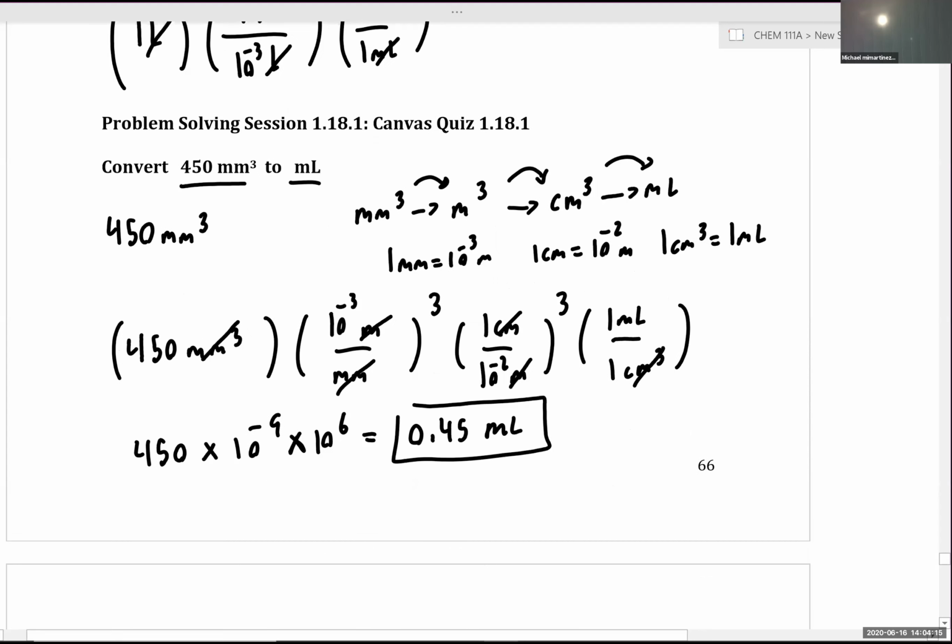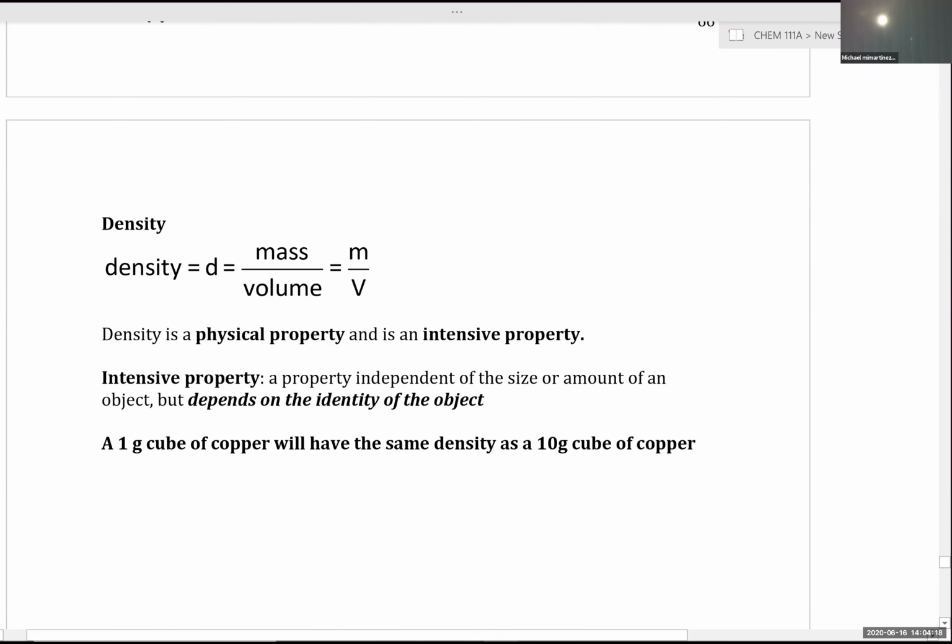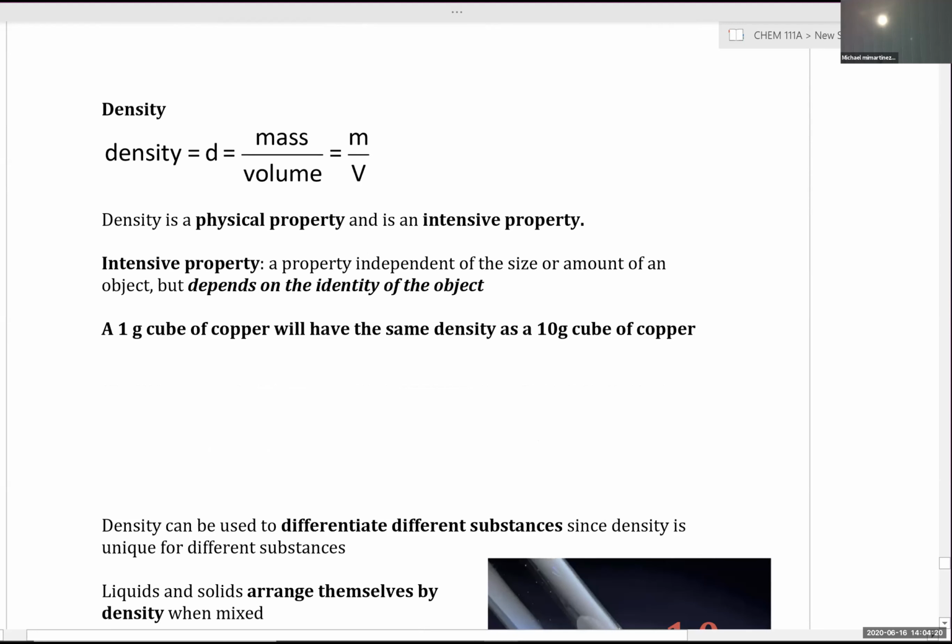Okay, so let's take this idea and let's talk a little bit about density. So density is defined as mass over volume. Density is a physical property, and it's known as an intensive property. And these are really nice. An intensive property is a property independent of the size or amount of an object. But critically, it depends on the identity of an object.